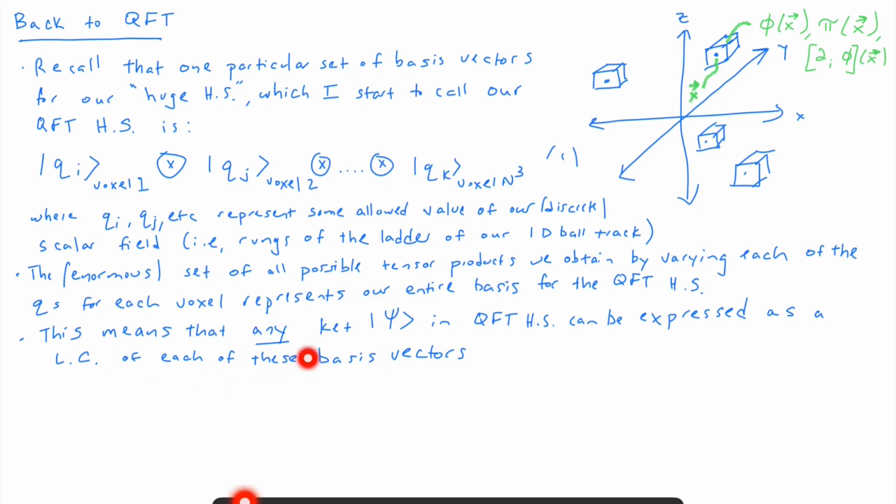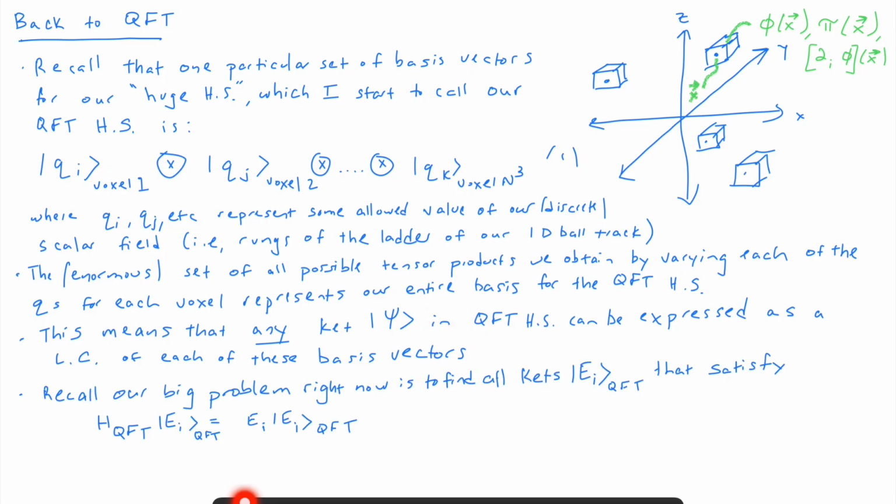This means, of course, that any ket psi in our QFT Hilbert space can be expressed as a linear combination of these basis vectors. So any ket that we're looking for is some linear combination of all of these, which, if you wrote it out, would be massive: you have to keep changing q for each one of these in every combination and write them all out as a sum. Then you put a coefficient in front of each of those, and you get one ket in our huge Hilbert space, our QFT Hilbert space, that would be called psi. It's important to remember that.